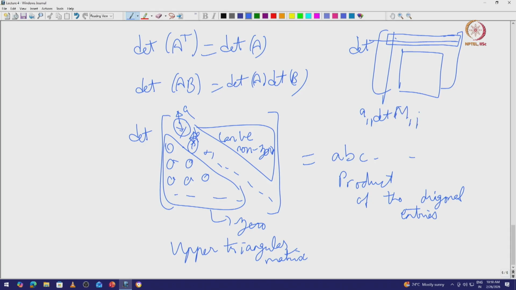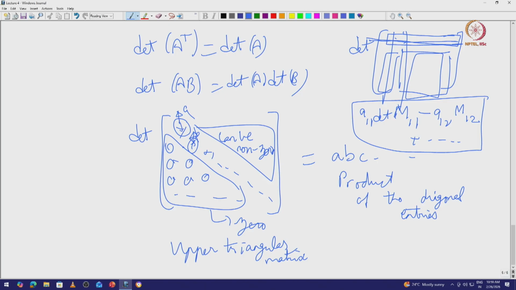Then you take minus A12 and you close the second column and the first row, and you get a smaller matrix, which I'll call M12, and compute its determinant, and so on. This is the determinant. It's a recursive formula to compute the determinant, if you will. So if you know the determinants of smaller matrices, you can compute the determinants of larger matrices by expanding along rows.